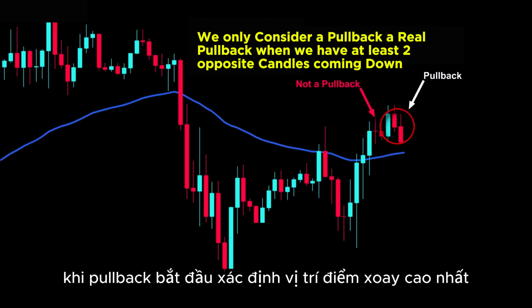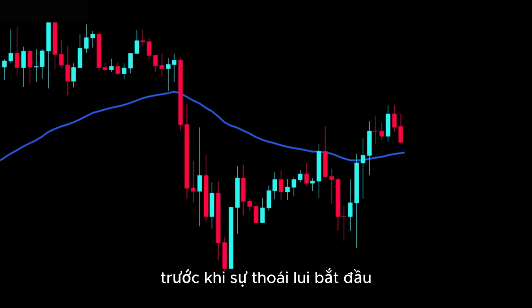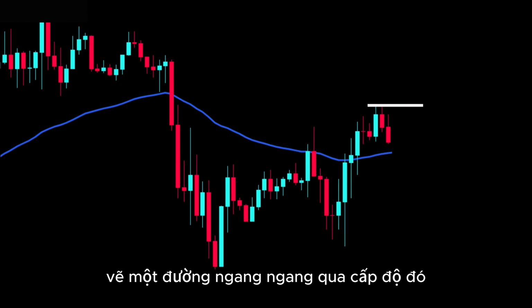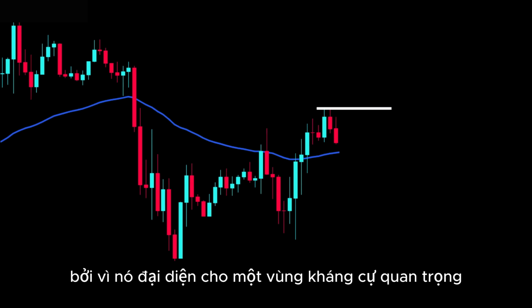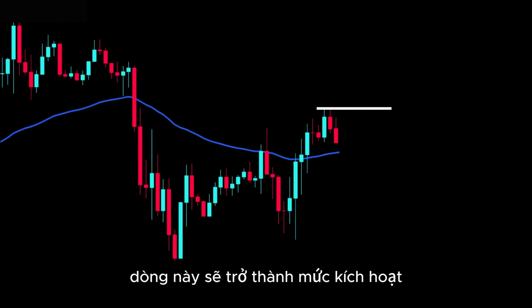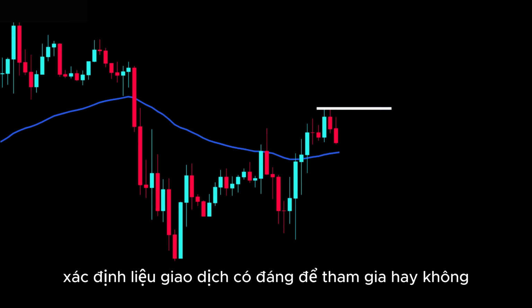Once the pullback begins, locate the highest swing point that was formed immediately before the retracement started. Draw a horizontal line across that level because it represents a key resistance area. This line will become the trigger level that determines whether the trade is worth entering.